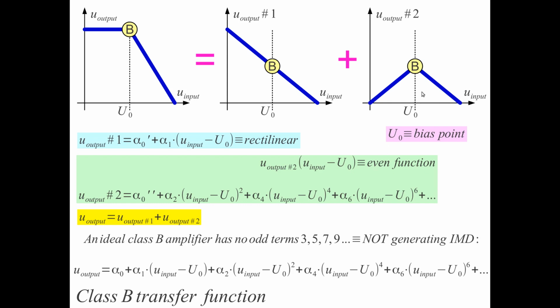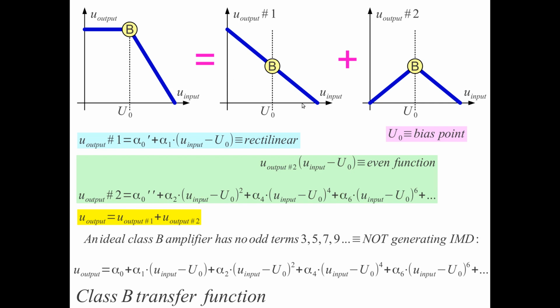An even function around the bias point actually generates a polynomial response that only has even terms. It has the bias point, the square term, the fourth power term, the sixth power term, and so on. There are only even terms present. So summing both outputs together, this is the output of the real amplifier.